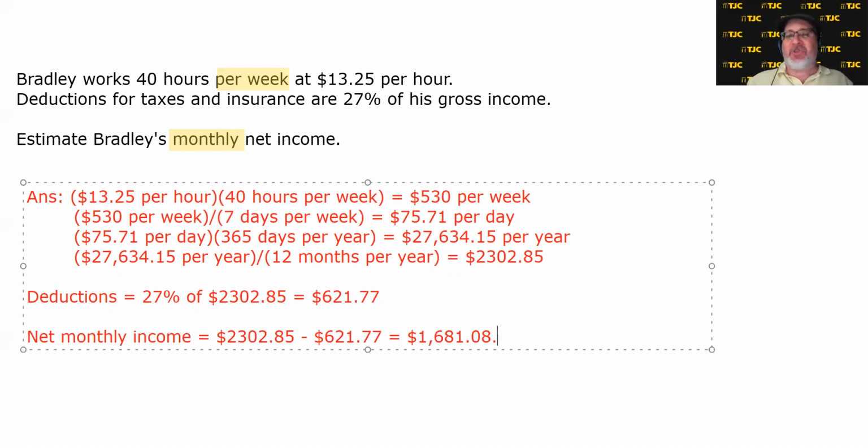I want you to ask yourself, is that a livable income for you? If the answer is yes, great. $13.25 an hour, 27% deductions is good. If it's not, then do something to make that number higher. Higher salary, higher hourly wage, more hours per week, different job that pays higher, less deductions. Maybe you're taking out some things you don't need.